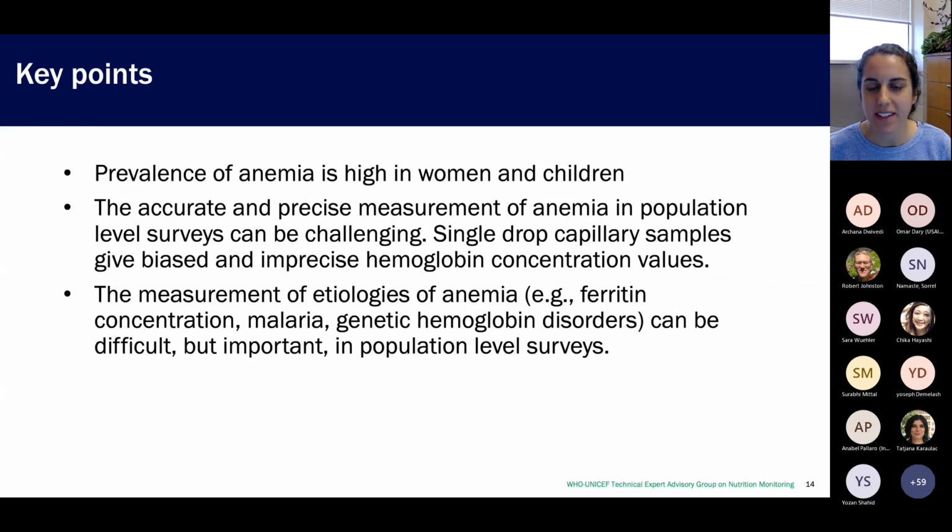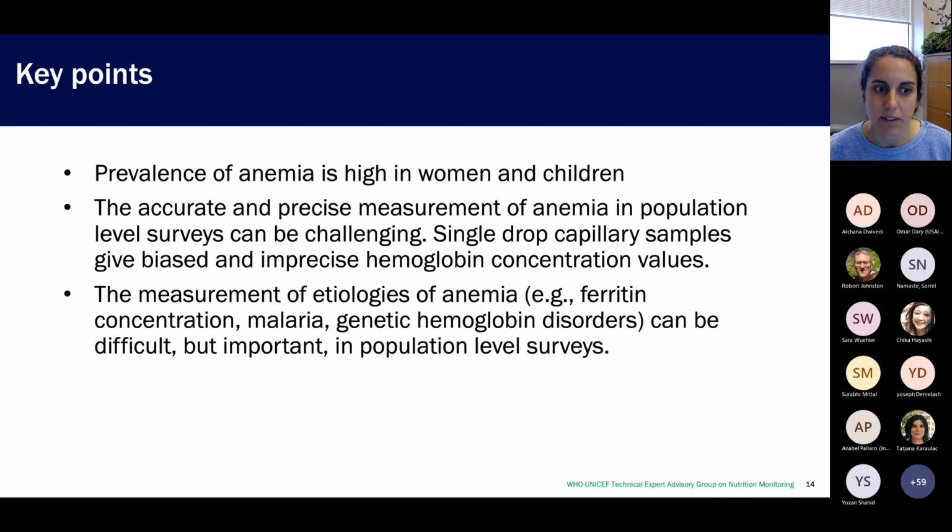So key points, if you're going to take away anything from this talk, remember that the prevalence of anemia is high in women and children. The accurate and precise measurement of anemia in population level surveys can be challenging. So we're seeing from several studies now that single drop capillary samples, which is the method that's most used in population level surveys, including demographic and health surveys, give biased and imprecise values for hemoglobin concentration.